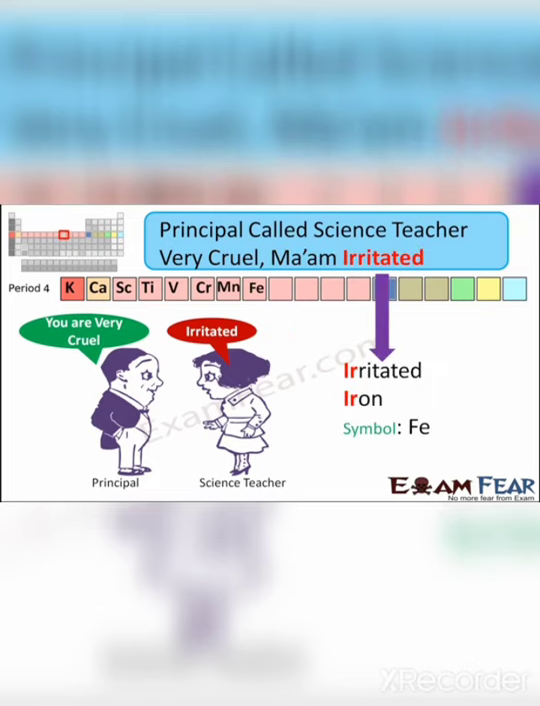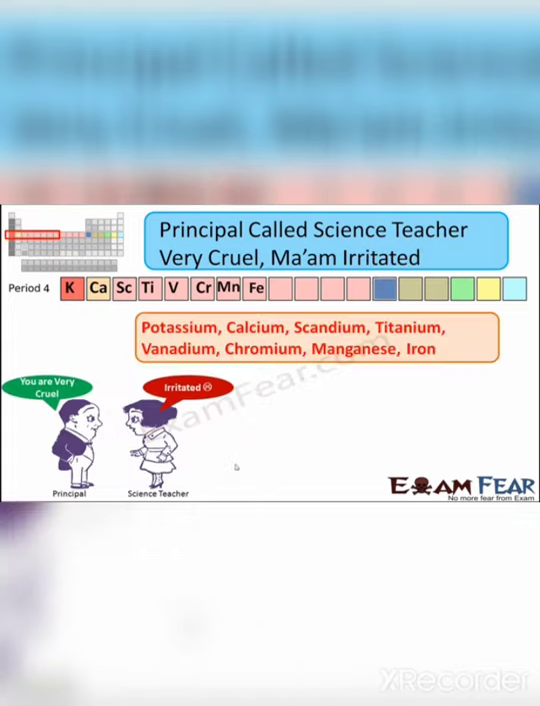And irritated reminds of iron. So Ir in irritated, Ir in iron. However, the symbol for iron is Fe. So what's our final memory tip for the first half of period 4 elements? That's: principal called science teacher very cruel, ma'am irritated.